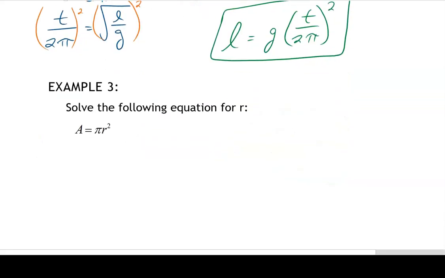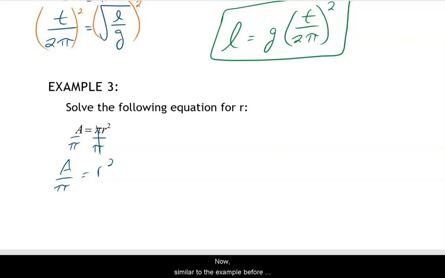Example 3, we're solving the formula for the area of a circle, A equals pi r squared, for r. First thing we're going to do, divide both sides by pi. That will undo that multiplication. Leaves us with r squared equals capital A over pi.